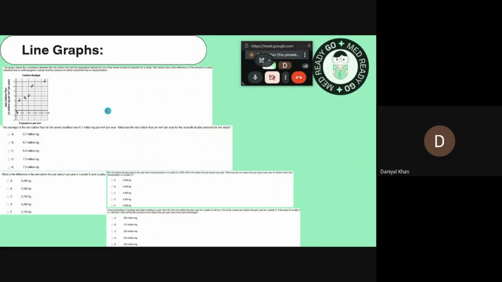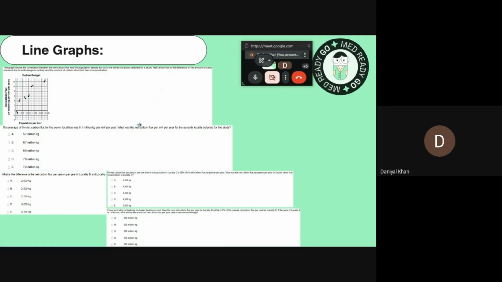So the average of the net carbon flux for the 7 localities was 6.1 million kilograms per kilometer squared per year. What was the net carbon flux per kilometer squared per year for the 7th locality selected for the study? All right, so as you can see here, let's read this information. The net carbon flux population for 6 of the 7 locations, and it's the difference in the amount of carbon released. You don't need to know that information on the top. It's just big words to throw you off. But 6 are already here, and you're looking for the 7th.